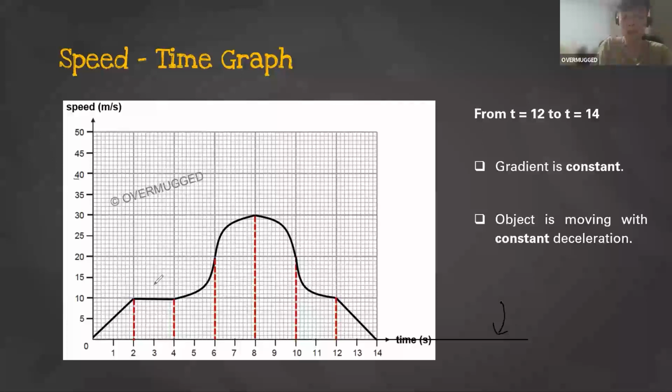In contrast with this, both are flat lines. There's no acceleration for both cases, over here and over here. But the difference is that at this point, there is still certain speed, just that it's constant speed. But at the end, my speed is 0 already. I'm not moving. So take note of the difference.